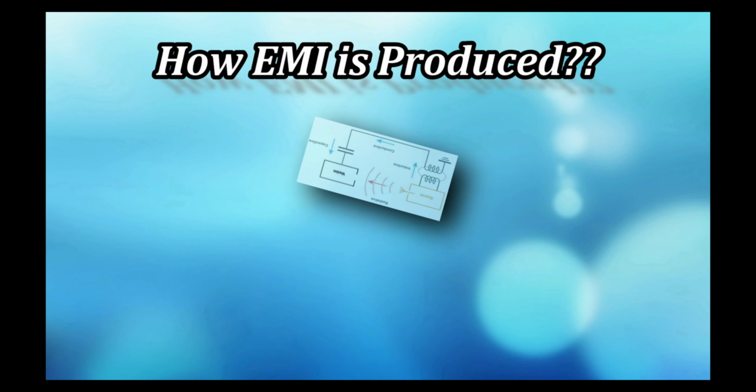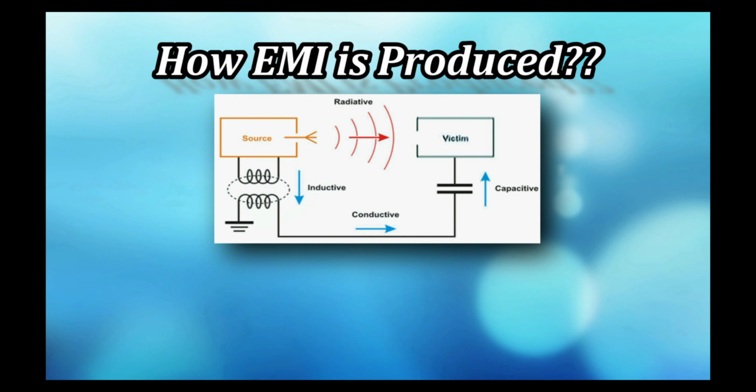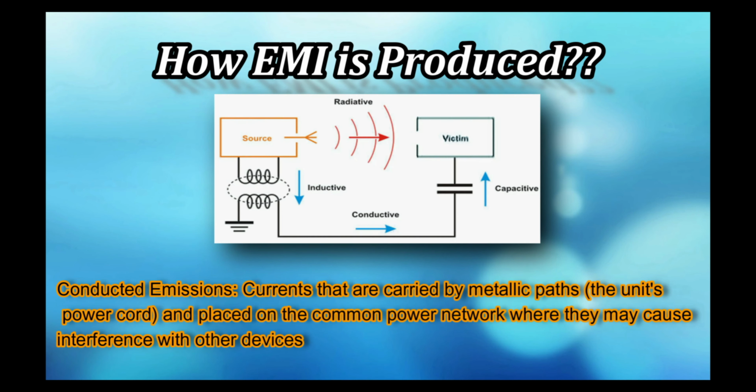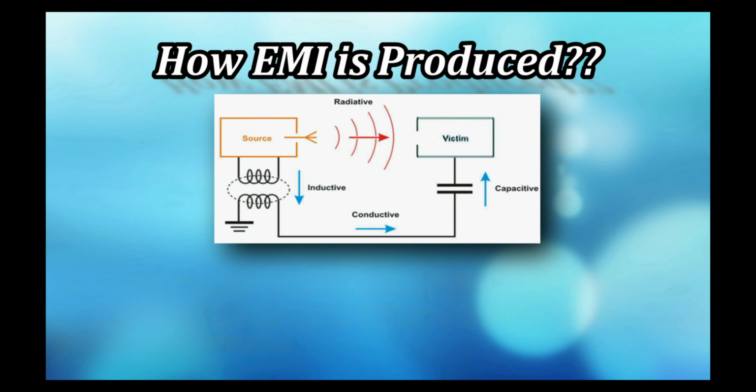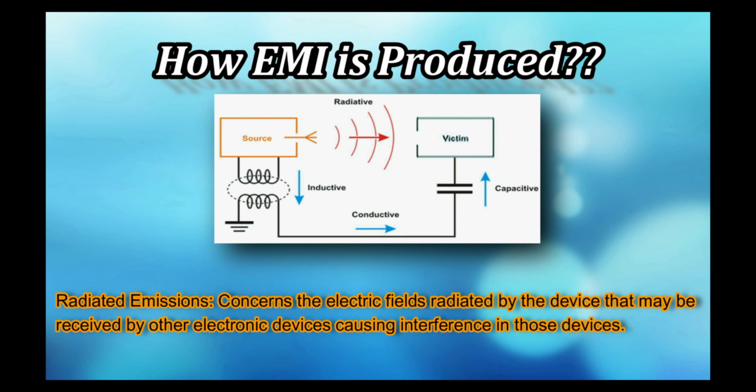The origins of EMI are basically undesired conducted emissions, which can be voltages and currents, or radiated emissions, which can be electric or magnetic fields. Conducted emissions are those currents that are carried by metallic paths and placed on the common power network, where they may cause interference with other devices that are connected to this network. Radiated emissions concern the electric fields radiated by the device that may be received by other electronic devices, causing interference in those devices.